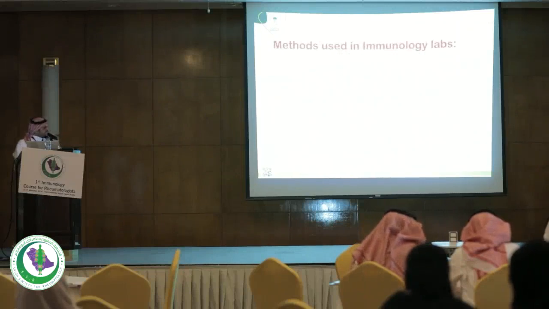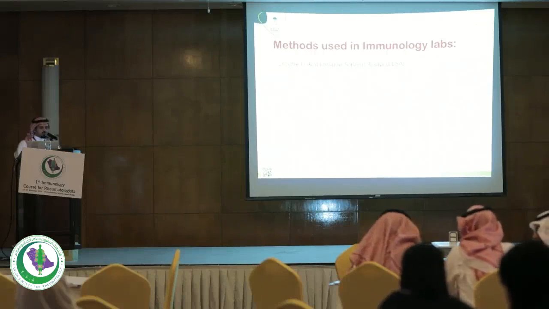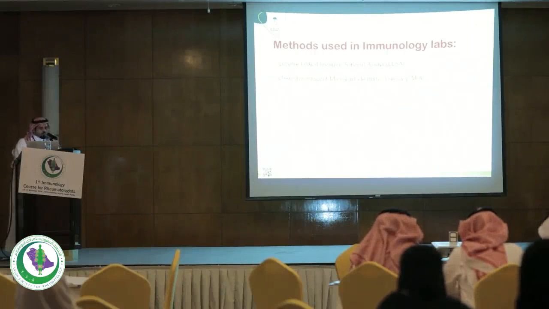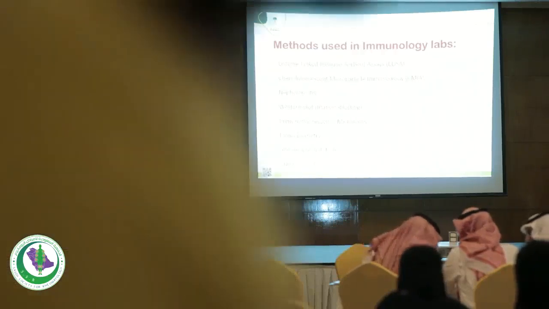So what are the main methods used in immunology labs? We have what we call ELISA, enzyme-linked immunosorbent assays. We have the new form of immunoassays, the chemiluminescent microparticle immunoassay. We have nephelometer. We have Western blot, or what we call immunoblotting. We have also immunofluorescence microscopy, flow cytometry, immunoprecipitation, and immunoelectrophoresis.